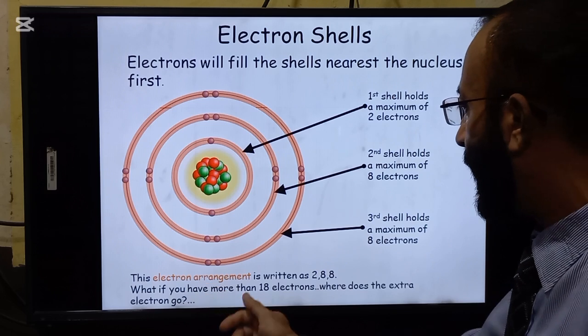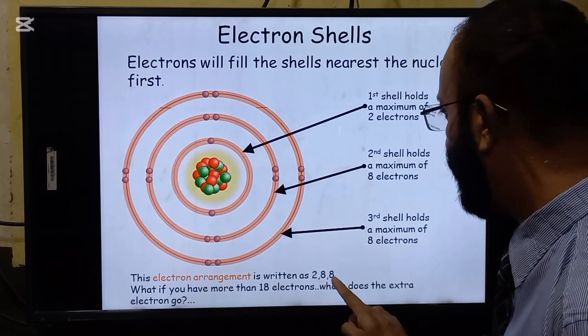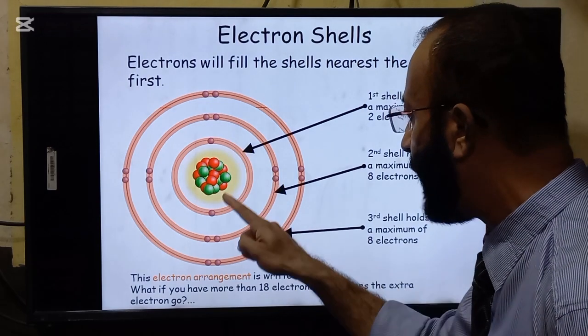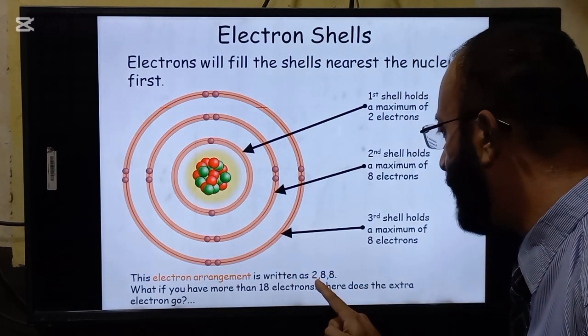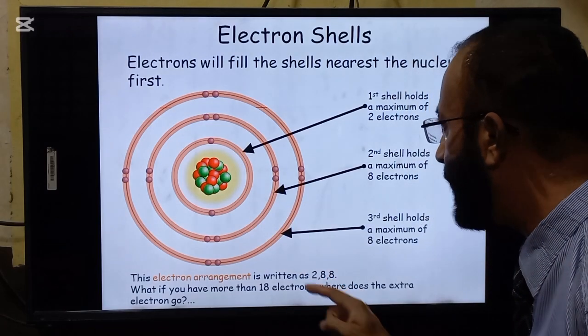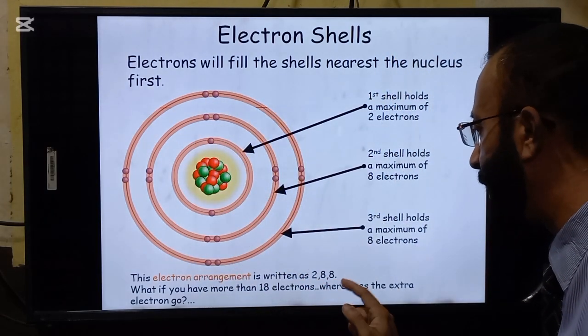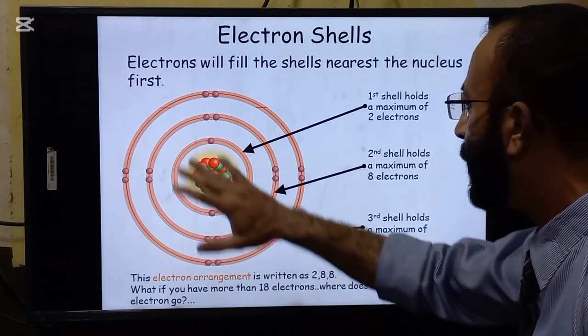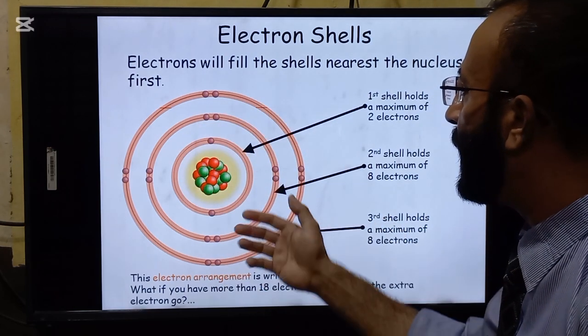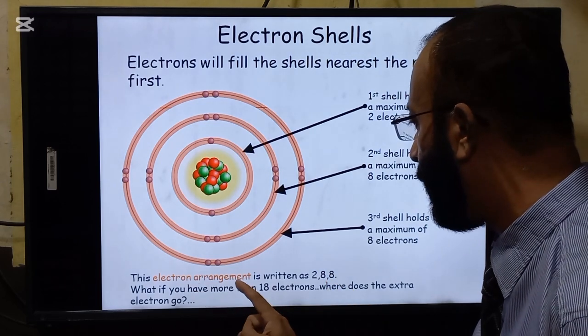This electron arrangement is written as 2, 8, 8. The first shell has 2, so 2 will be written first. Second shell will have 8, then 8. Third shell will also have 8, and so on. Right now this element has only 3 shells, so 2, 8, 8 is the electron arrangement.